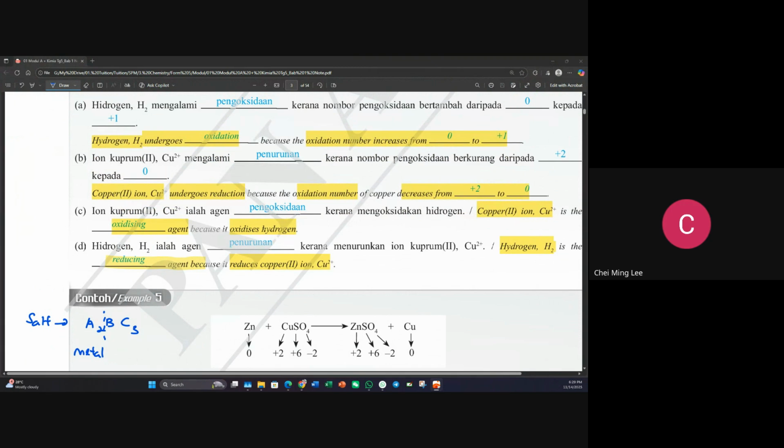You only write the one that has changed in oxidation number. The one that didn't change, then consider nothing happened. So this is how.